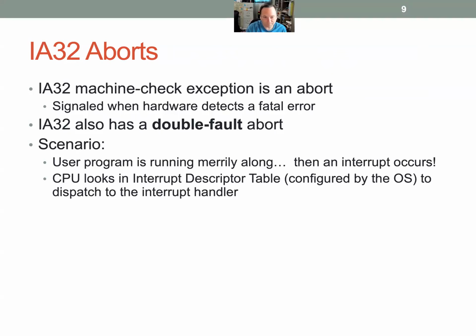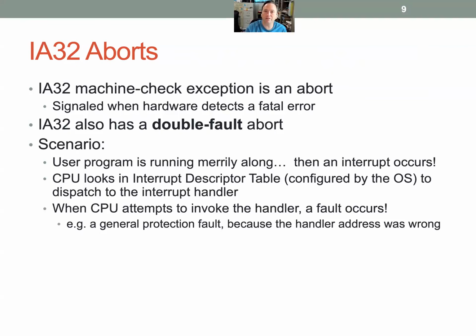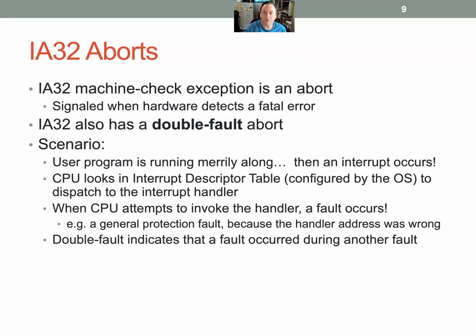All reasonable so far. The problem is that during this process of interrupt dispatch, another fault occurs. And it could be a number of different kinds of faults. Well, what do you do if you have a fault while you're servicing a fault? That's where the double fault handler comes into the picture. The operating system can register a double fault handler. If you have a double fault, it is virtually always because there's a bug in the operating system. So this is an important key: if you see a double fault, it's because there's an OS bug.